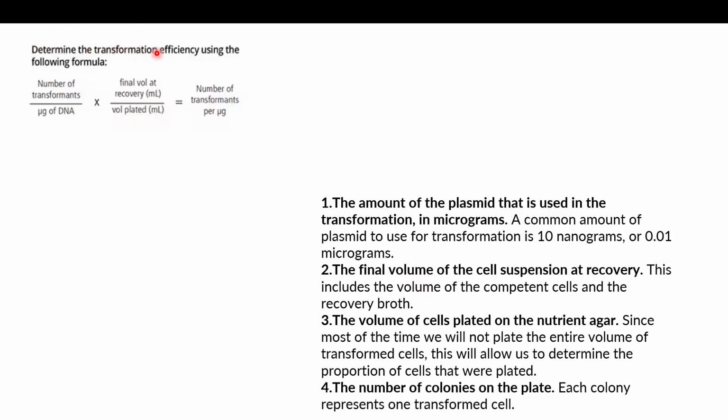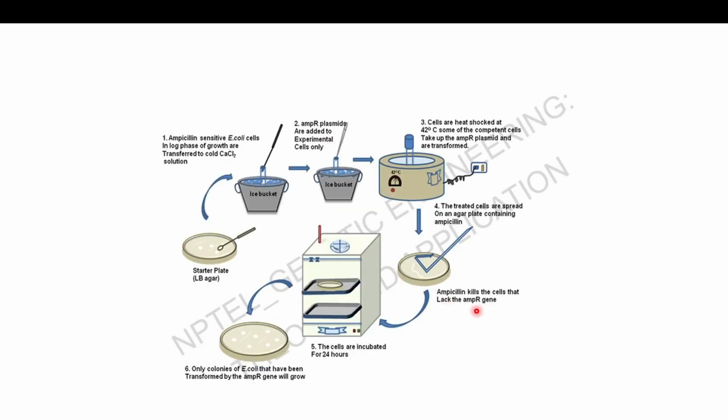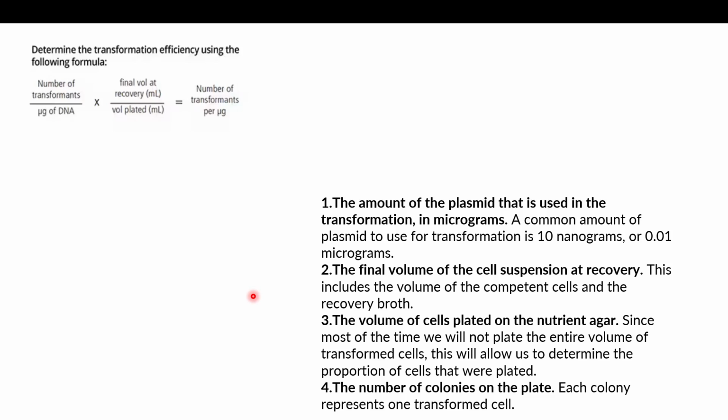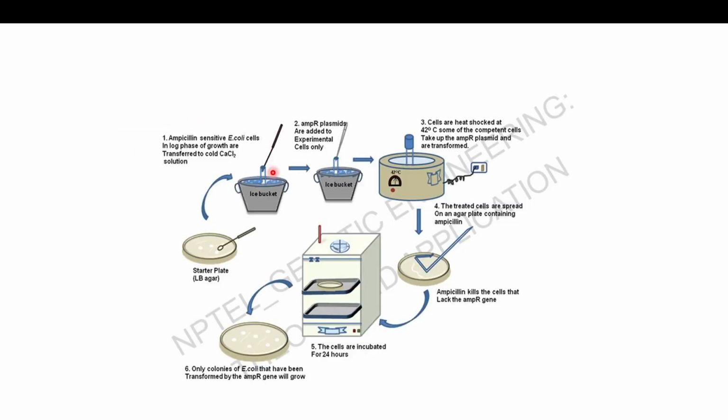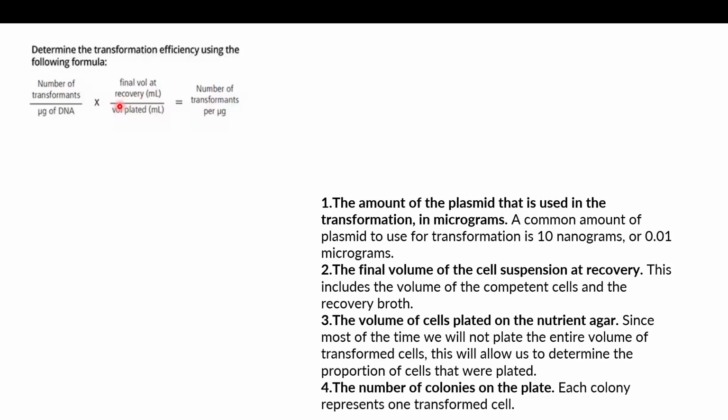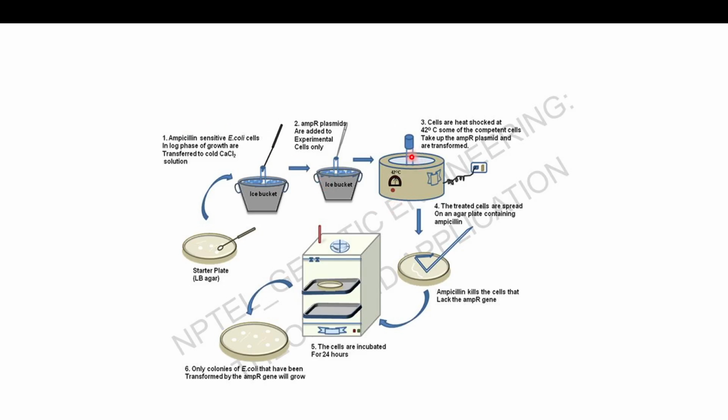Now, how do we really determine the transformation efficiency? So whenever you are plating it on an agar plate, you will be able to see bacterial colonies. Okay, so the number of colonies divided by the microgram of DNA that you have added in the very first step to the competent cells, into a final volume at recovery divided by the volume plated. Now, after giving it heat shock, at this point, only the DNA has gone inside the cells.